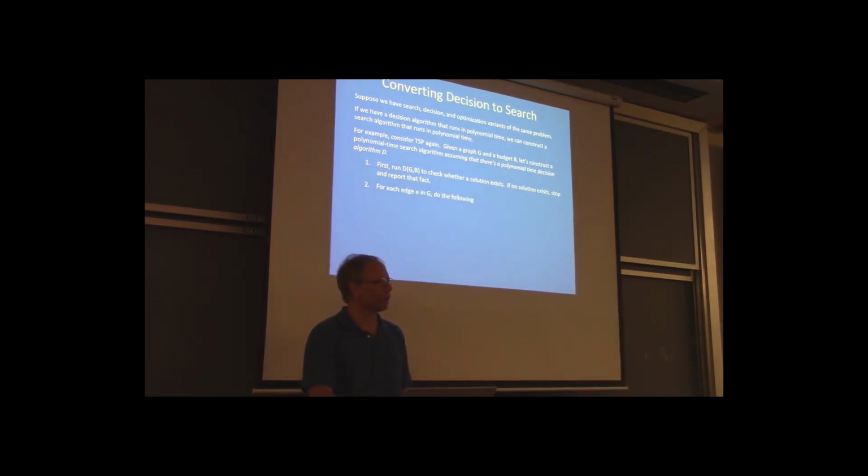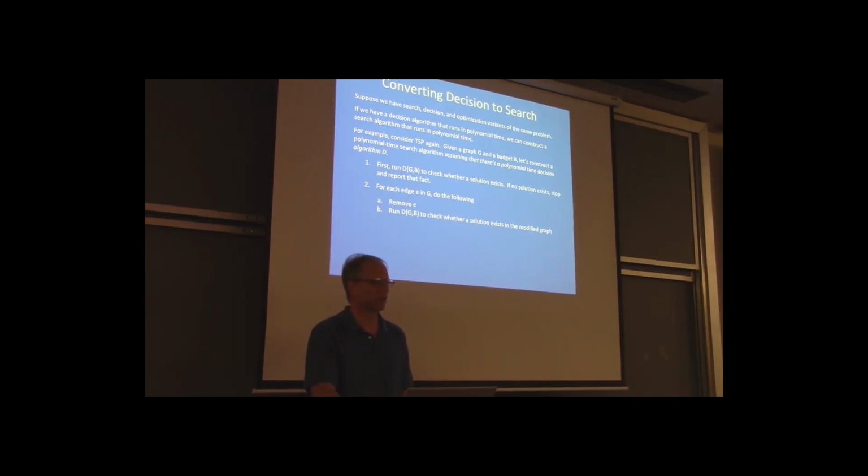Otherwise, we're going to do the following for each edge in the graph. We're going to take the edge out, and then we're going to ask, does this modified graph have a solution? Now, what if the answer is yes? Then that edge is part of a solution, and we better put it back in the graph. But if the answer is no, we leave it out because it doesn't seem important. If we keep doing this, in the end, the only edges left will form a Hamiltonian cycle with total weight at most b.